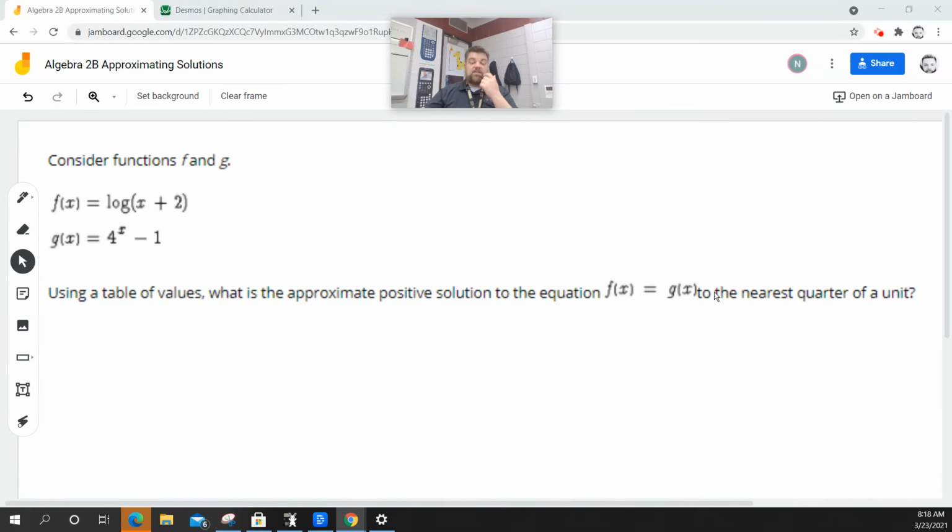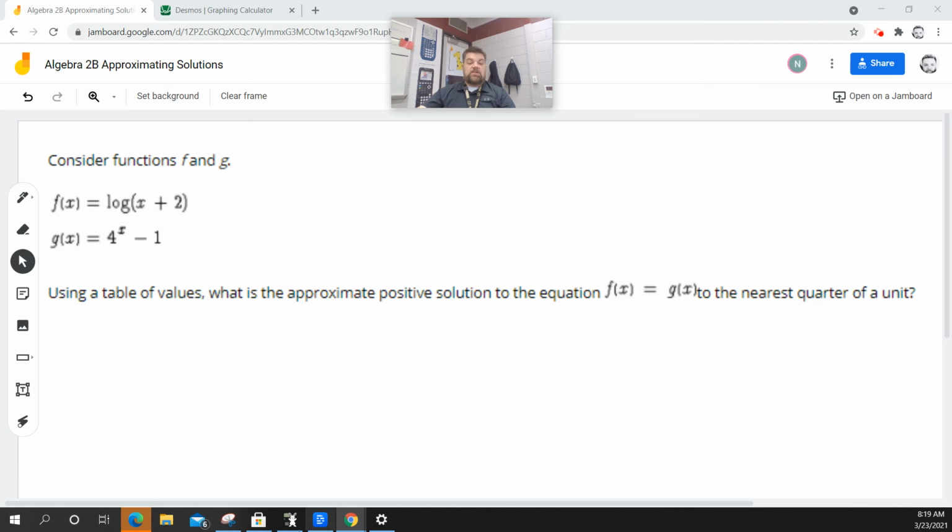All right, so this one says consider the functions f and g. And so I have two different functions, and it says using the table of values, what is the approximate positive solution where f of x equals g of x to the nearest quarter unit? Now, quarter unit would be like 0.25, right, or 0.50 or 0.75. It's going to end in either 0, 0.25, 0.5, 0.75.